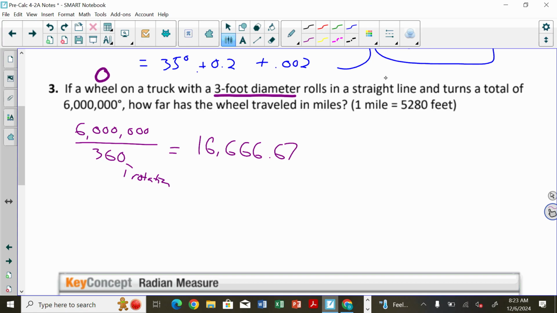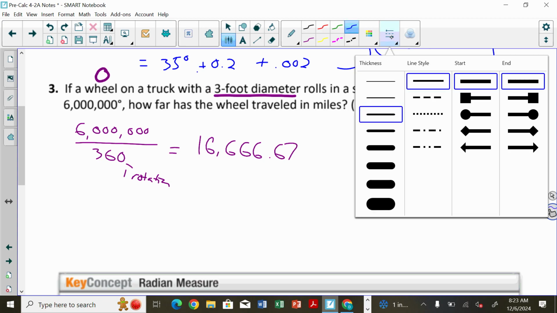Now that was how many times it went around the circle. Now the other thing is we have to look at the 3-foot diameter. So how many times did that go around? What was the distance that went around?